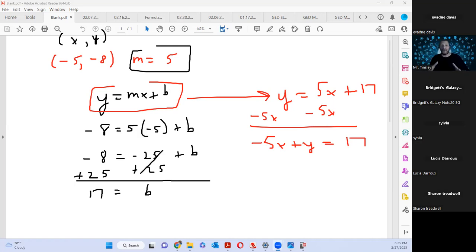This is why I tell everybody, if you're stuck on a problem too long, don't waste hours and hours. Shoot me a text. Shoot me an email. I'm going to give you an easy way to do any problem you can possibly get on the GED. That's all you have to do to change slope-intercept form to standard form: subtract the opposite of that x term from both sides. That's it.